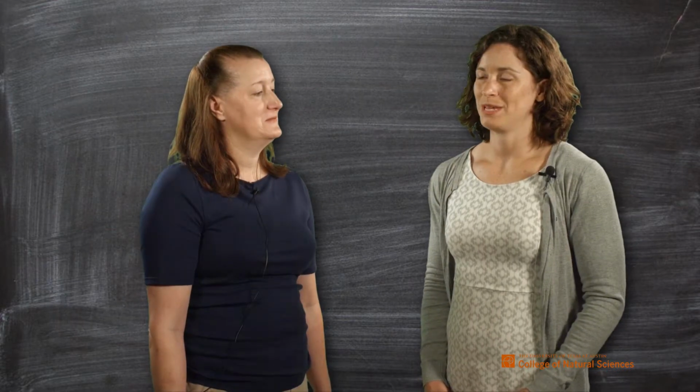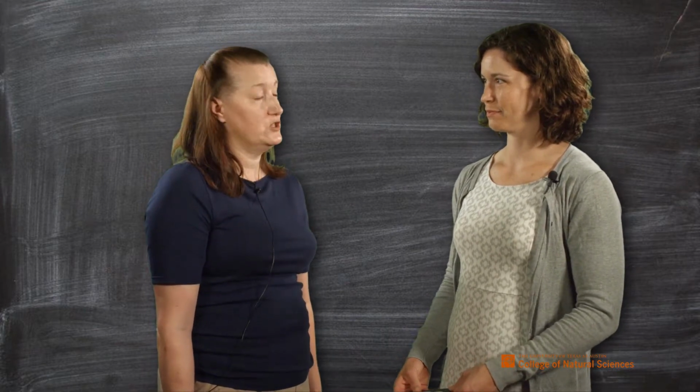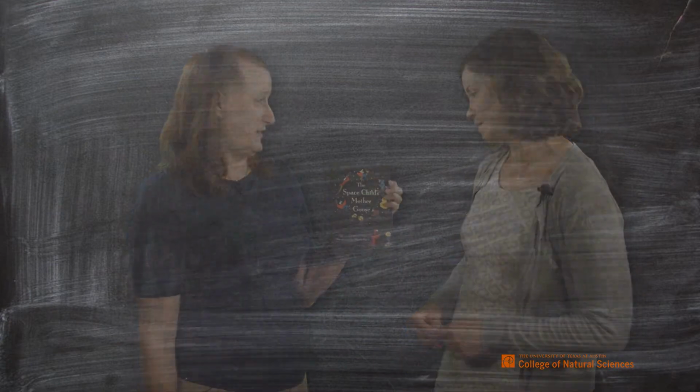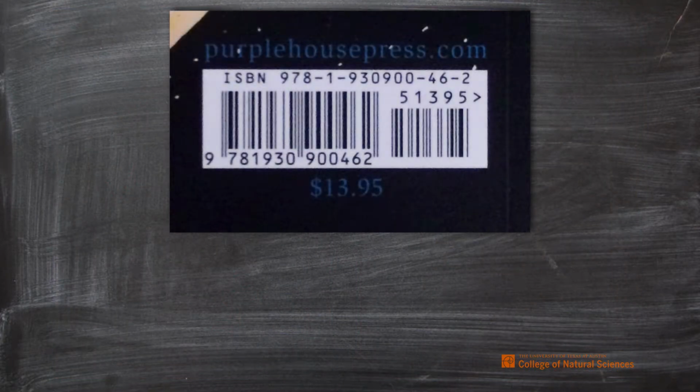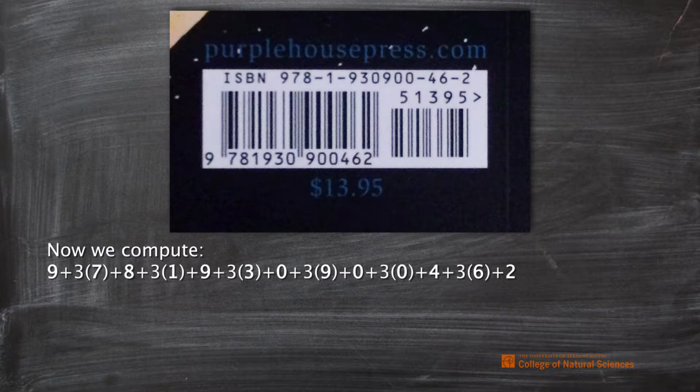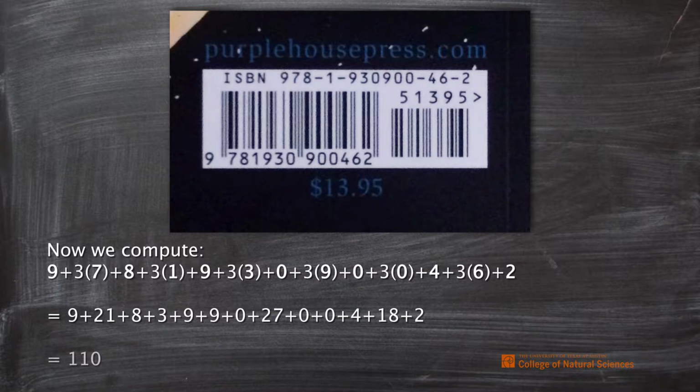Can you show me an example of this in action? Yes. Let's use this ISBN check on this book that I have, The Space Child's Mother Goose. On the back cover, we can see its ISBN number is 9781930900462. Those are our 13 digits, so we begin our calculation: 1 times 9 plus 3 times 7 plus 1 times 8. Continue that, and we come up with a sum of 110.